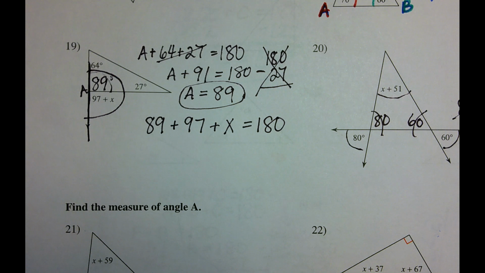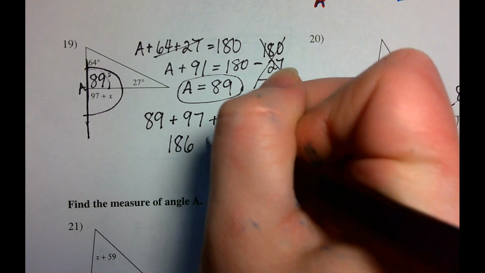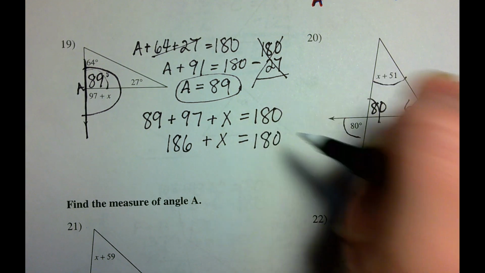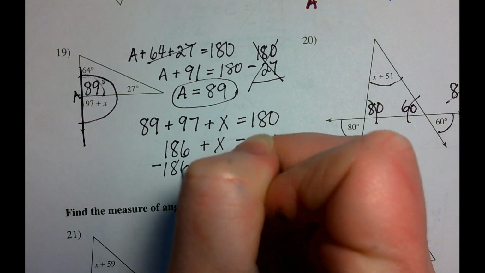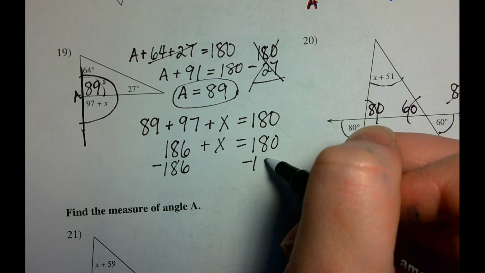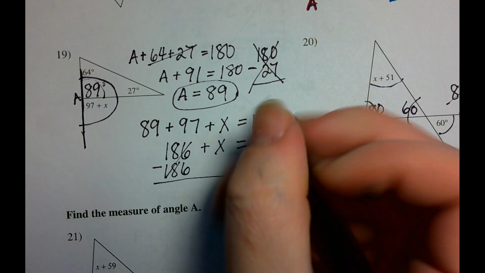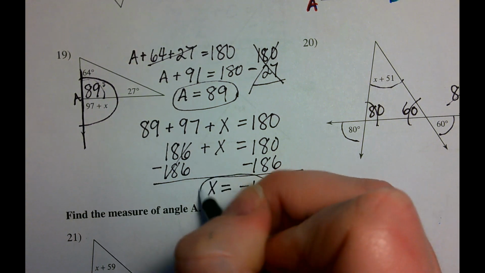89 plus 97 is 186. Yes, 186. And we got a negative. I think this worksheet just wants us to get all negative x. Yes, it does. That's crazy. So we subtract 186. What do we get? Negative 6. Yes, x equals negative 6. Perfect.